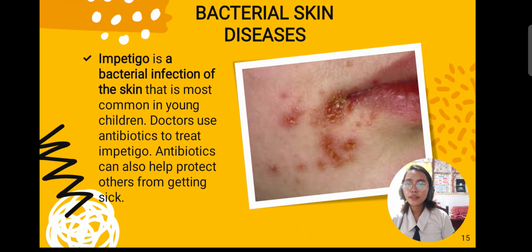Next is impetigo. Impetigo is a bacterial infection of the skin that is common in young children. Impetigo usually occurs because of lack of hand washing, body washing, and facial cleanliness. Doctors use antibiotics to treat impetigo. Antibiotics can also help protect others from getting sick.